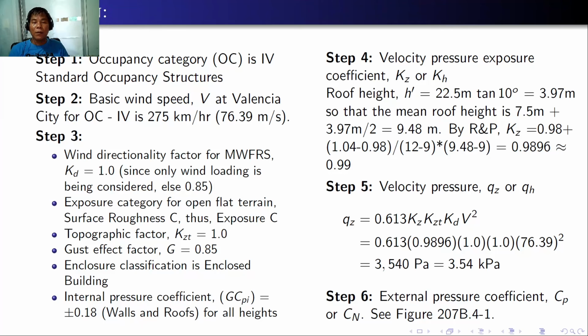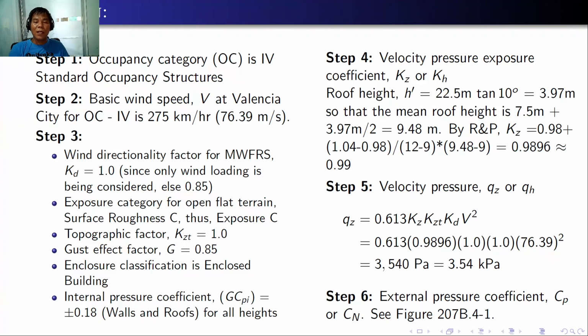Take first the roof height, then take the middle of it. Its rise is 3.94 m, so the mean roof height is the height of the building, 7.5 meters, plus one half of the height of the roof, 3.94 divided by 2. So the mean roof height is equal to 9.48 meters.